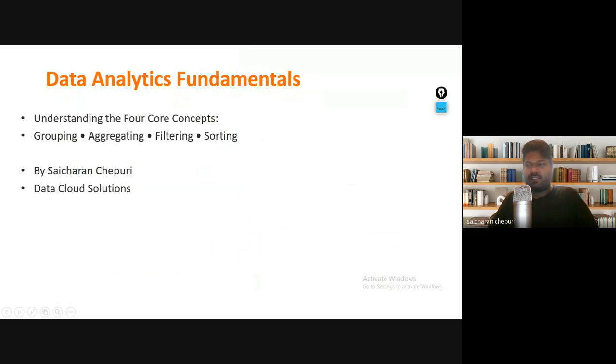Today's topic is GAFS: grouping, aggregating, filtering, and sorting. What do I mean by grouping, aggregating, filtering, and sorting? These are the fundamental building blocks of any data analytics project. These are the tools that help you draw insights from raw data, and figure out what's going on in a business, or how your business is running, when you want to do some analysis on it. You're going to use these techniques to bring out the insights of your business so that you can take better business decisions, right?